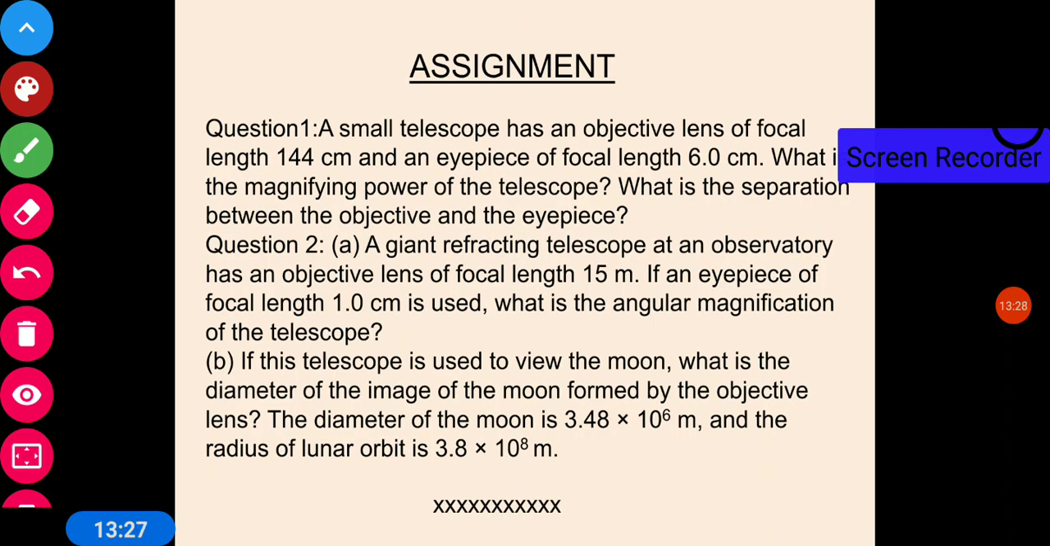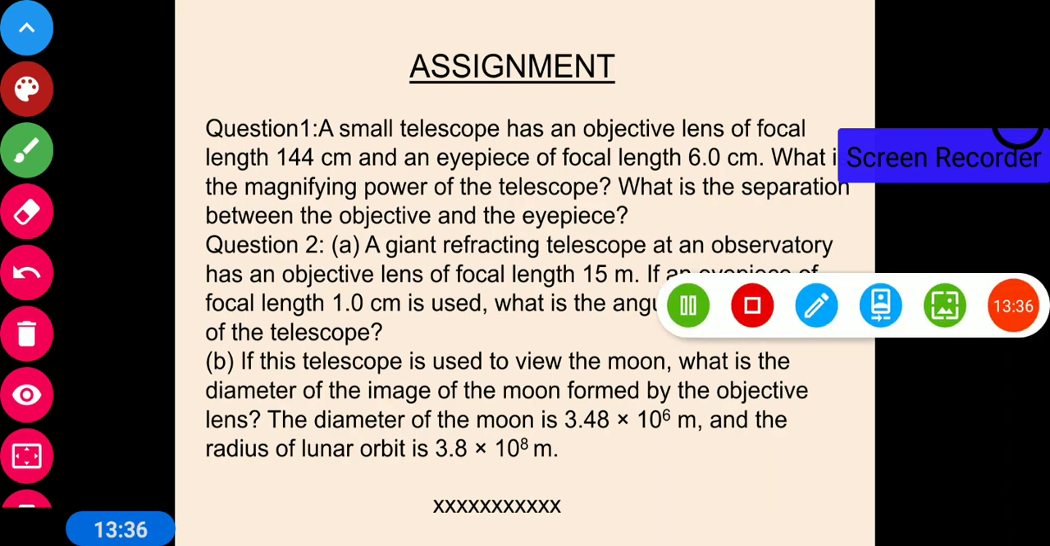These are the assignment numericals taken from your NCERT textbook exercise. Try to solve these numericals, and if you have any problem you can discuss with me any time.